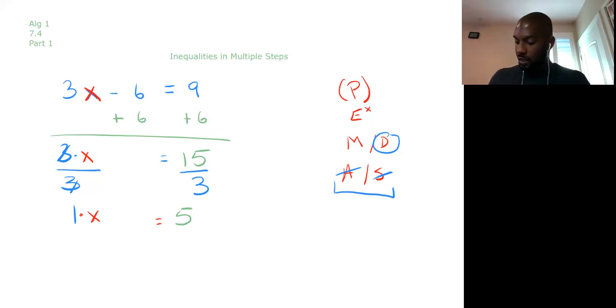1 times x, 1 times anything is just x or itself. So 1 times x is x. And nothing happened to the 5. Therefore, I get x is equal to 5.